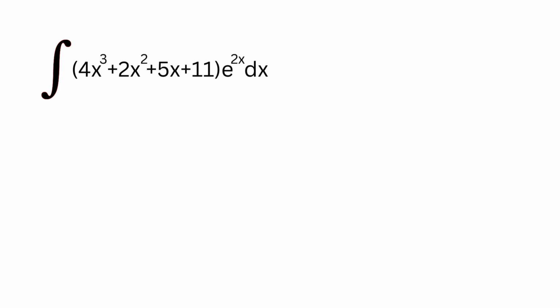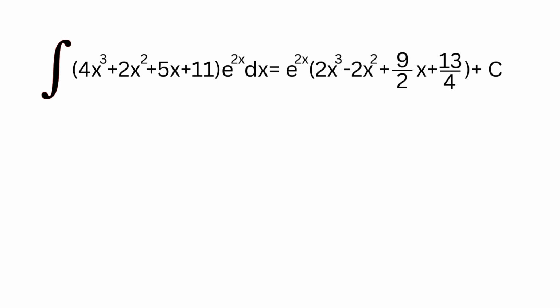So the final answer will be e power 2x into 2x cubed minus 2x squared plus 9 over 2 times x plus 13 over 4, plus c.